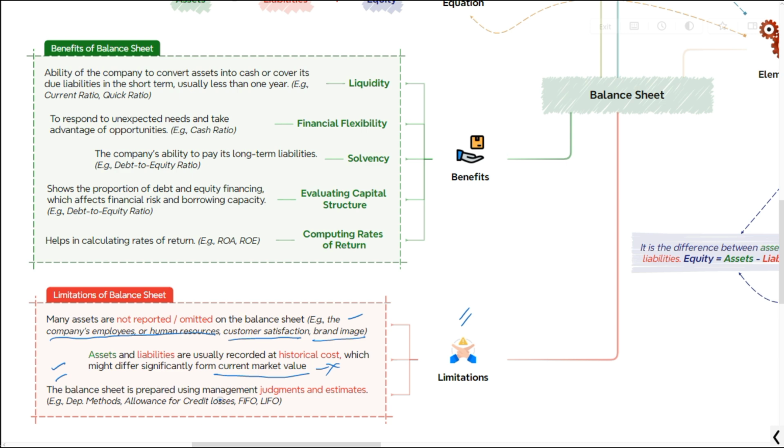The balance sheet is prepared using management judgment and estimates. While preparing the balance sheet, we use certain estimates and judgments, like what depreciation method we are going to use, what the allowance for credit loss is, like a percentage, 4%, 3%, 2%, 10%, and what inventory costing method you are going to use, like first in, first out, or LIFO, or average, or a specific method. So there are certain judgments and estimates used in accounting, and that acts as one of the limitations of the balance sheet.